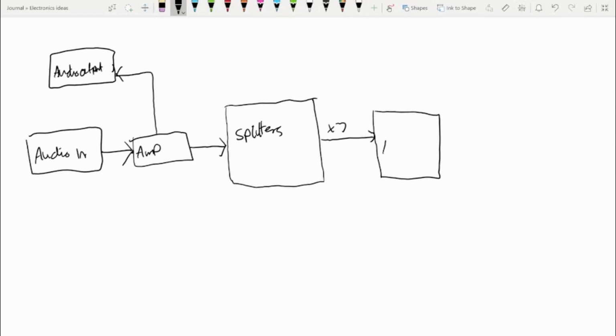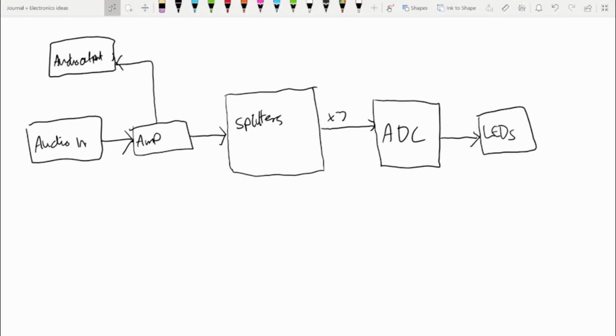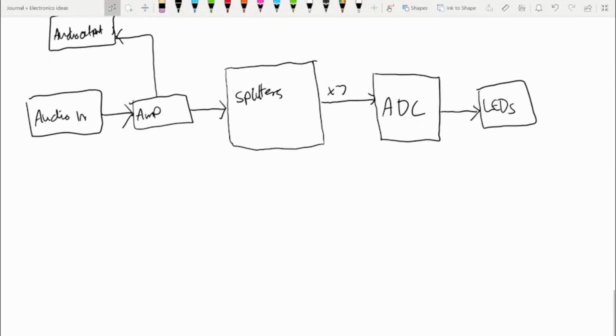analog to digital converter, so an ADC, and then instead of encoding that output into bits to store on your computer, we're just turning those bits into LEDs. So we're just flashing LEDs for that.